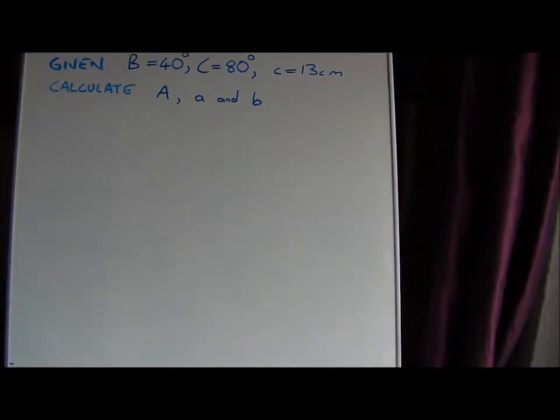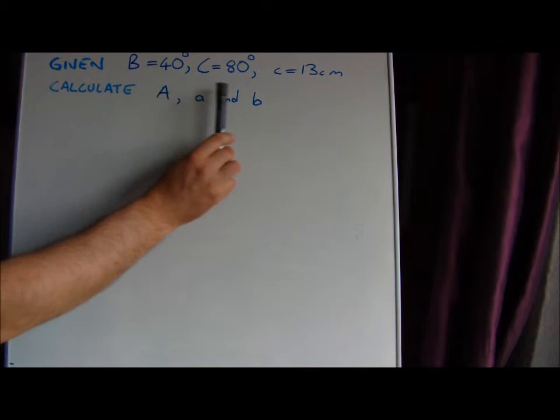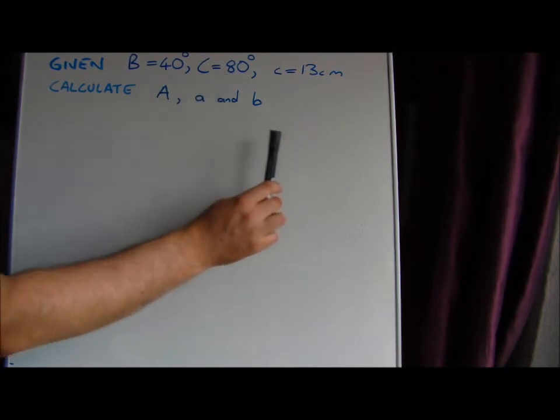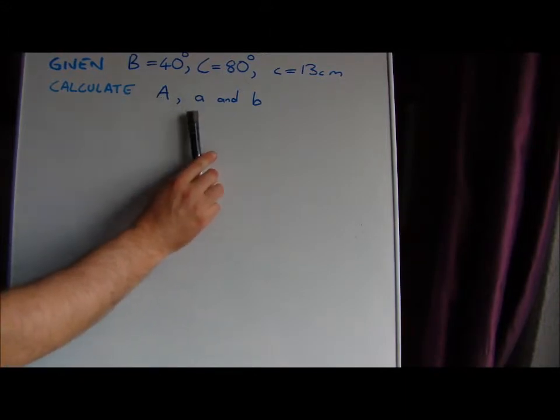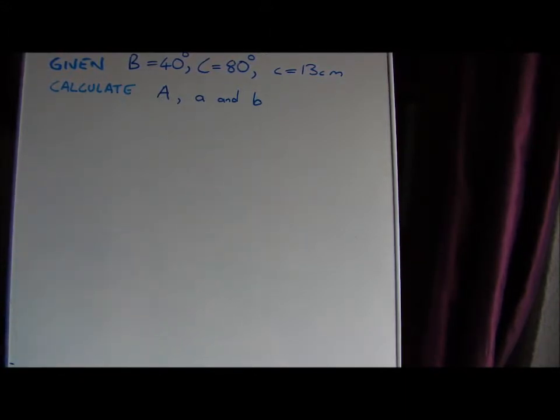In this problem we're given a set of measurements which define a triangle. So we're given two angles, B is 40, C is 80 degrees, and we're given a single side, C is 13 centimeters. We have to calculate the remaining angle and the 2 remaining sides.